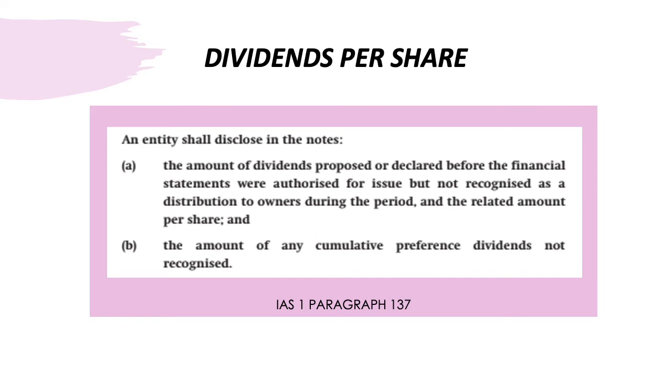IAS 1 further requires that any dividends which have been proposed or declared before the financial statements have been authorized for issue must be disclosed in the notes to the financial statements. Now, this links to IAS 10, events after the reporting period, which we did at the very beginning of the year. You may remember that IAS 10 has very specific rules when it comes to dividends, and basically any dividends that were declared after the reporting period, but before the financial statements are authorized for issue, must be classified as non-adjusting events, and therefore the effect of the dividends will be disclosed in an IAS 10 note.